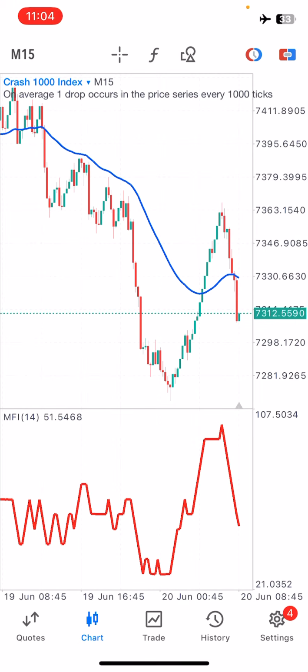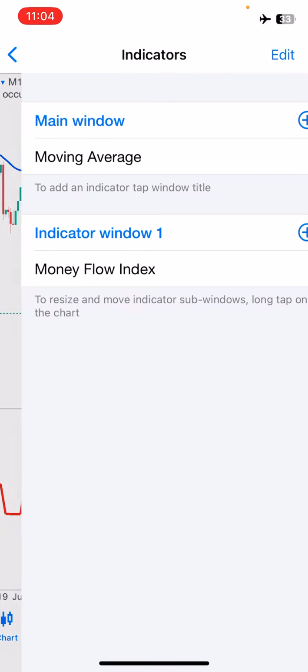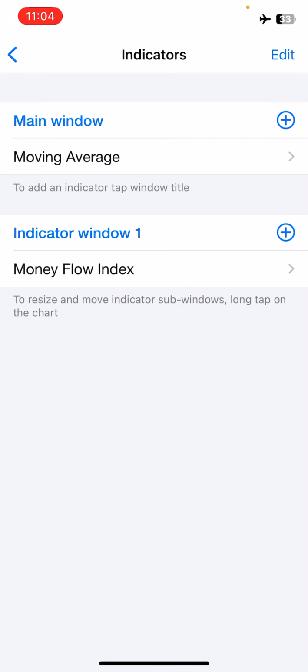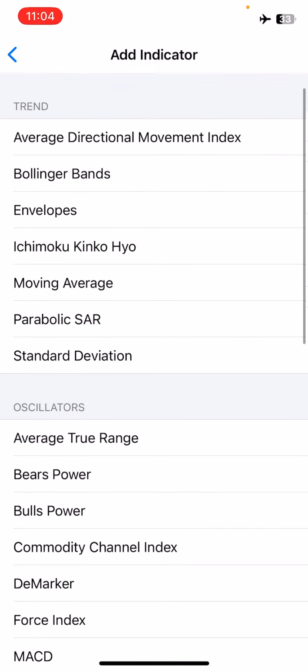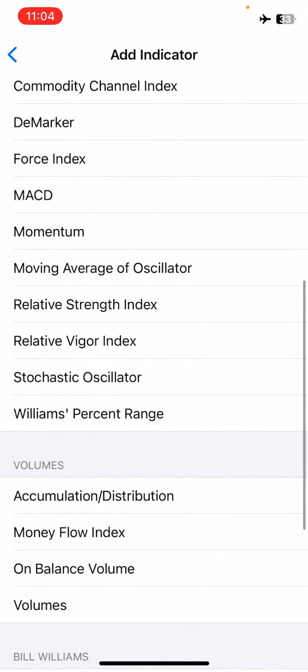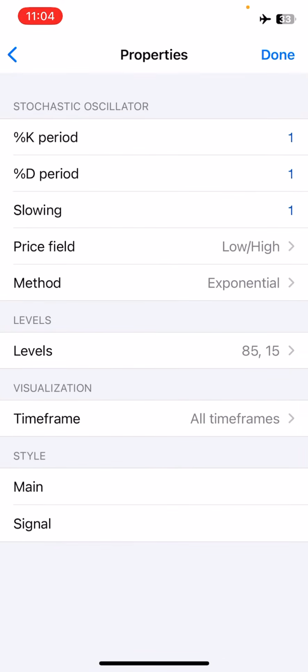Then we are supposed to move on to the next indicator, which is the final indicator. So going back to indicators, we're going to click where it says indicator window 1, and you're going to install an indicator called the stochastic oscillator, which is right here. And this stochastic oscillator will have the following properties that you see on my screen.